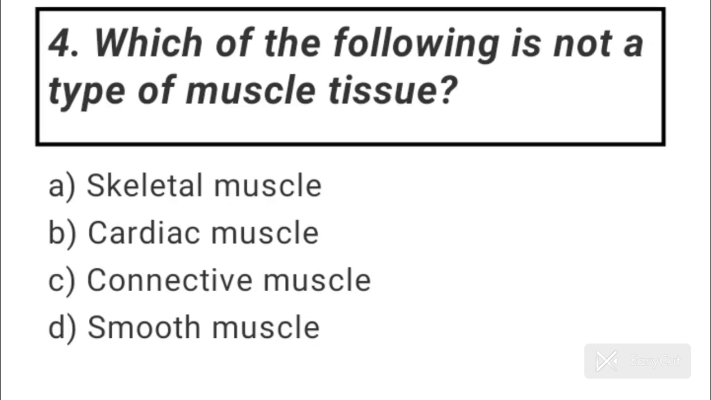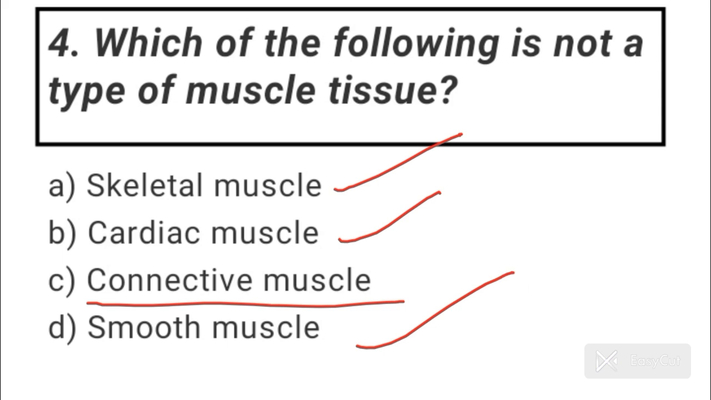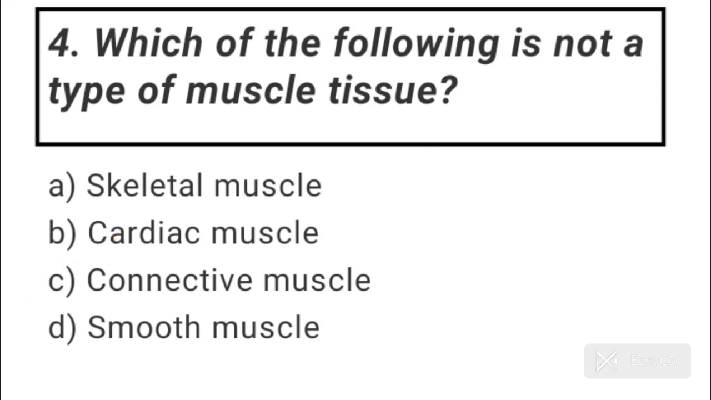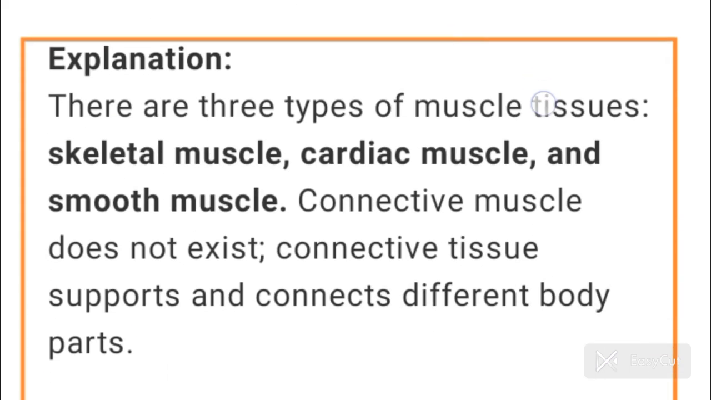Okay. Question number 4. Which of the following is not a type of muscle tissue? So connective muscle is not a type of muscle tissue. All three options, skeletal muscle, cardiac muscle and smooth muscle, these all are the types of muscle tissue. Okay. So option C is correct here, connective muscle.